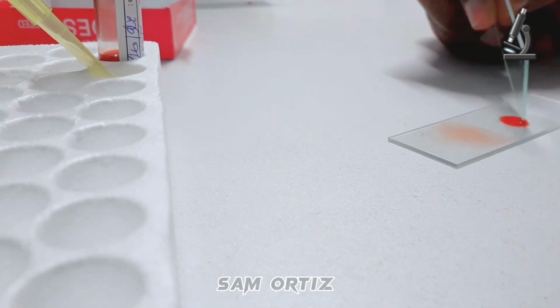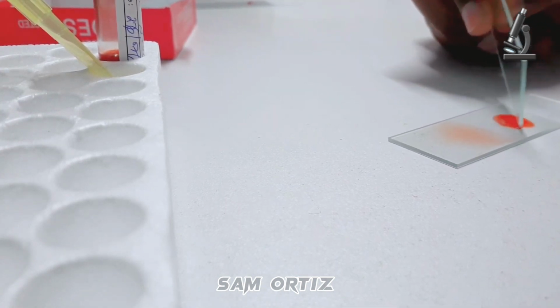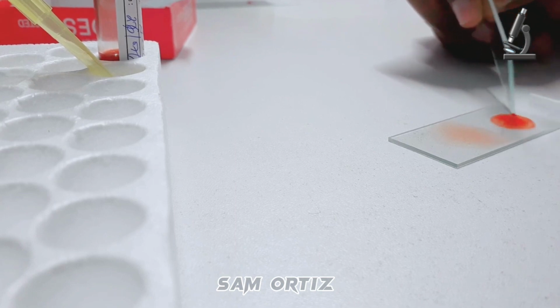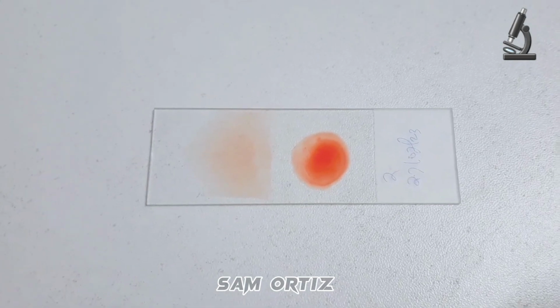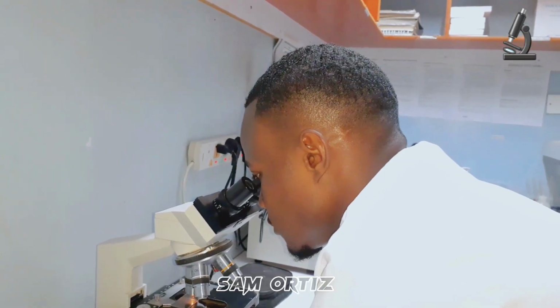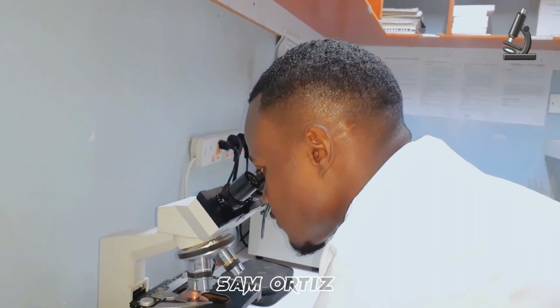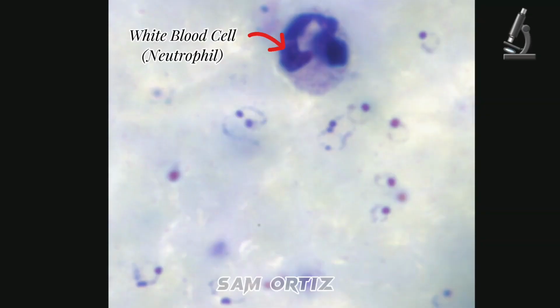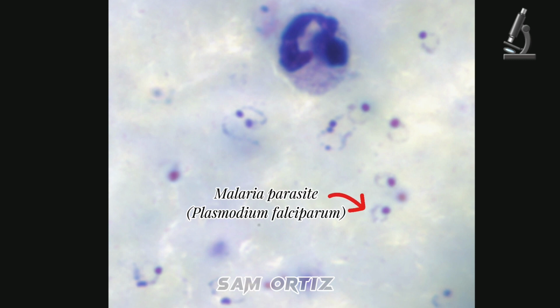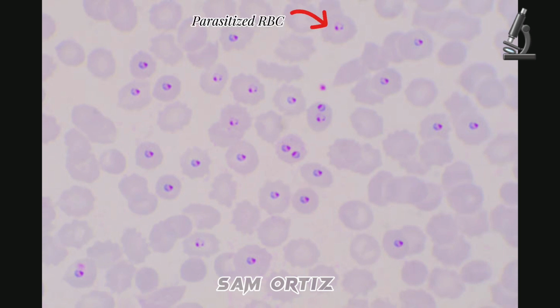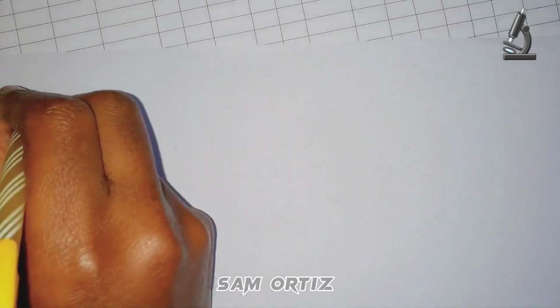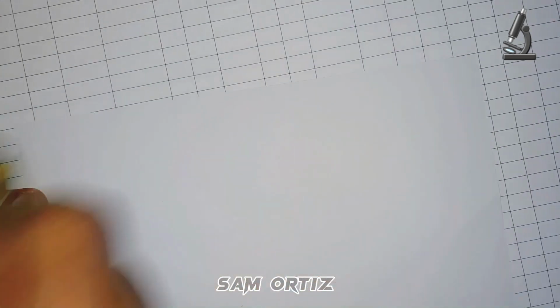Now let's make the thick film. After this, just air dry your slide, then do the staining. After staining, we proceed to microscopy. From here I identify different types of malaria, and from here, this is the thick film. We have the malaria parasite, you can see them, and the white blood cells. From the thin film, you can see the parasitized RBCs, malaria parasite, and the normal RBCs.